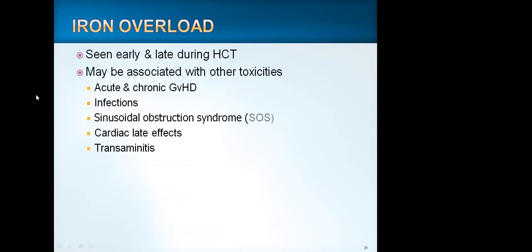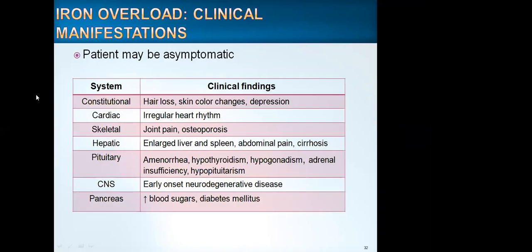We see it in early and late SCTs, many times in the pre-transplant status and in the later stage also. It may be associated with other toxicities like acute and chronic GVHD, infection, SOS, cardiac late effects, and transaminitis. Clinical symptoms: it will affect the heart, skeletal system, liver, pituitary, CNS, pancreas, and hair and skin. If the pancreas is affected, the patient's sugar level will go up.